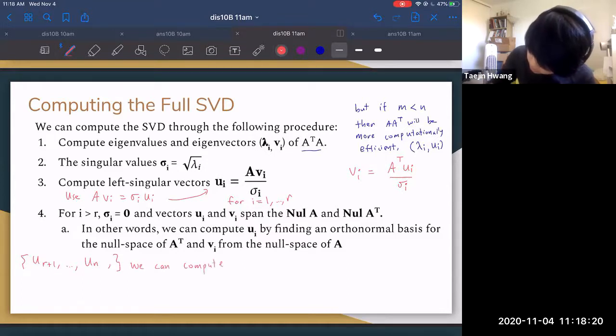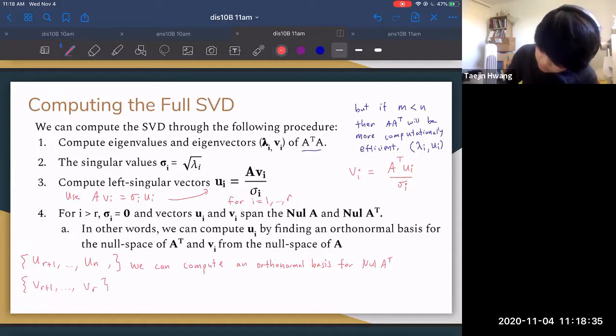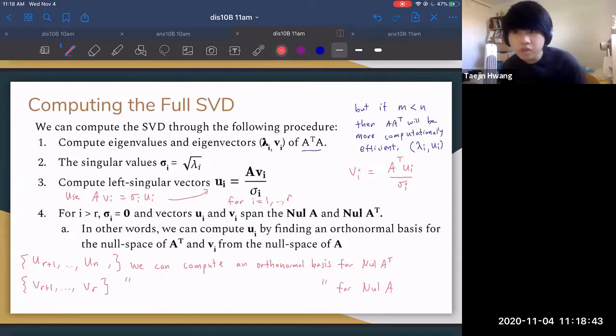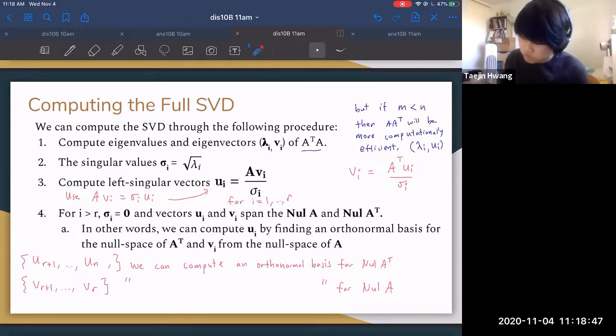compute an orthonormal basis for the null space of A transpose. And in similar fashion, we can compute the V vectors by finding an orthonormal basis for the null space of A. How you compute the orthonormal basis, there are lots of ways to do it. You can just find the basis for the null space of A and perform Gram-Schmidt on it, or use some algebraic manipulation. I don't think we're going to emphasize the actual computation of this orthonormal basis too much in this class, for this semester. So if we do, we'll make clarifications about that.